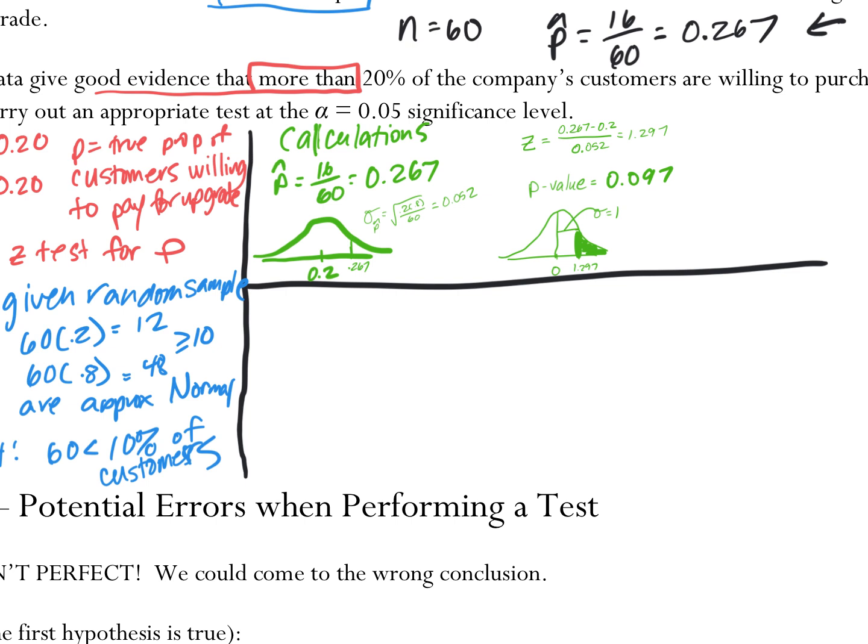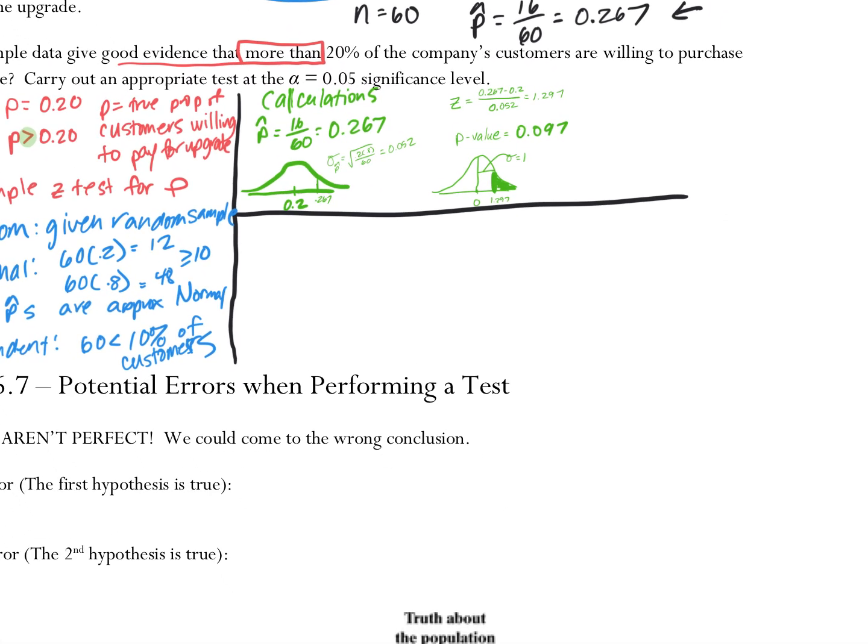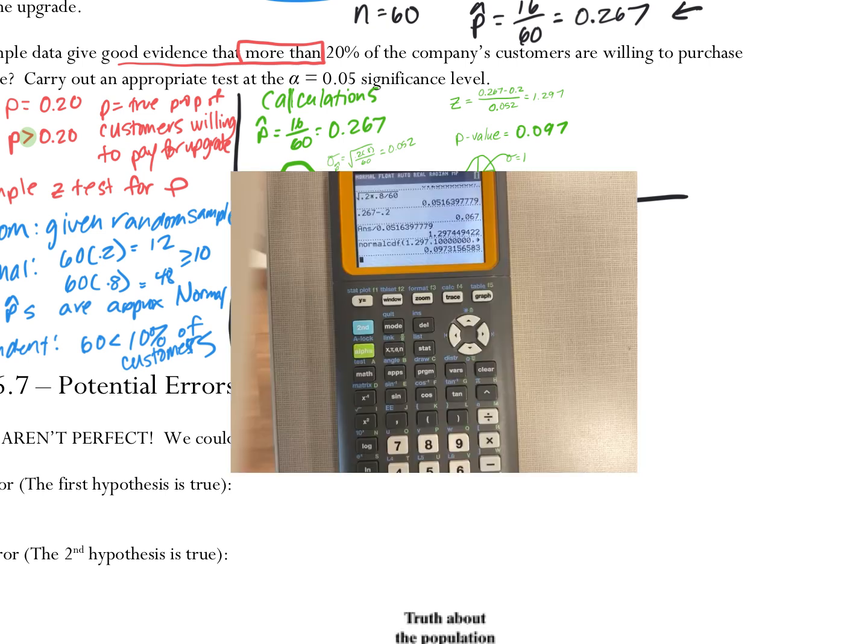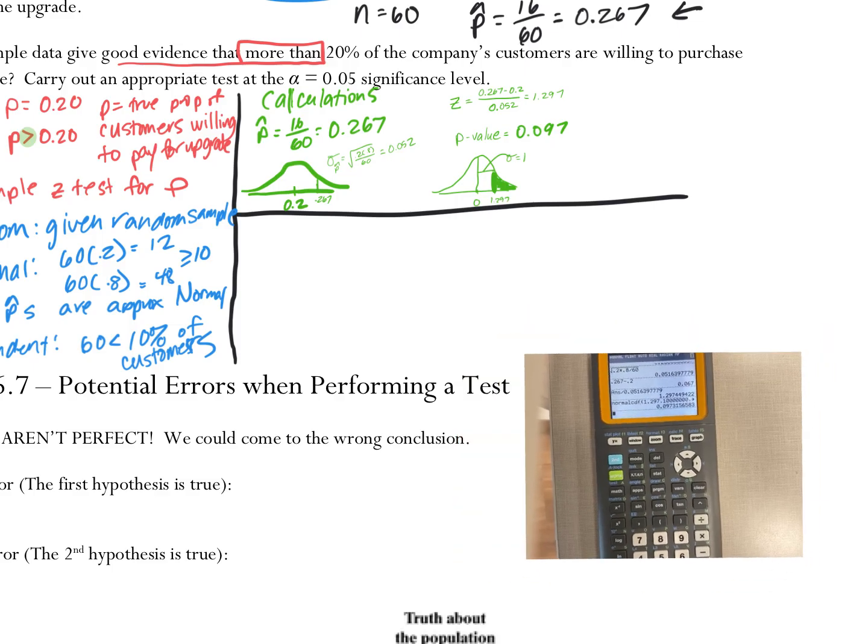Okay, from here, we have to make our decision. But before we do that, just like when we were doing confidence intervals and there was a shortcut in the calculator for the confidence intervals, I'm going to show you the shortcut for the tests in the calculator. So let me get my calculator set up for y'all here real quick. Okay, and hopefully it pops up on your screen right now.